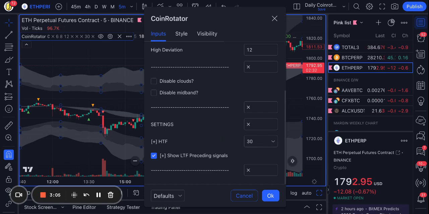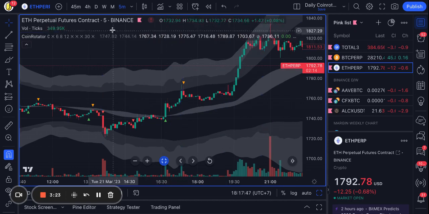So for presentation sake, we have sped this up. I don't recommend trading on lower time frames. It's quite difficult and you need to stay super focused. But for presentation purposes, we will set up the HTF or higher time frame for 30 minutes, and we will look at a 5-minute chart of Ethereum.